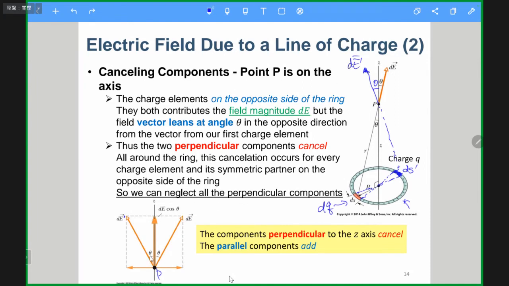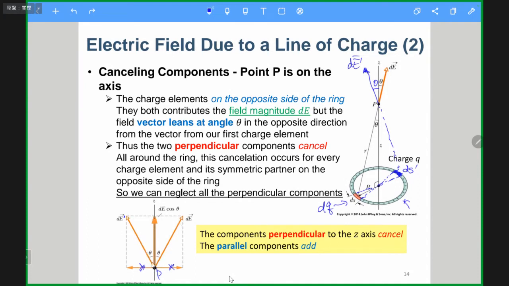Okay, the angles theta are the same, and the magnitudes of dE and dE prime are also the same. So when we decompose them along the z-axis, and maybe this one is the x-axis, the x-axis components will perfectly cancel each other. So these two will cancel each other. And for the z-axis component, they will add up. Okay. And of course, this is theta.